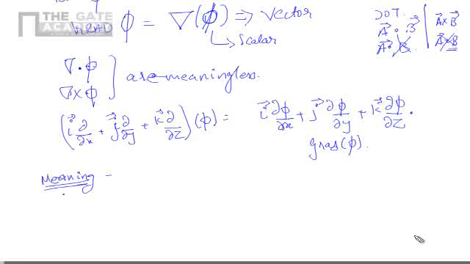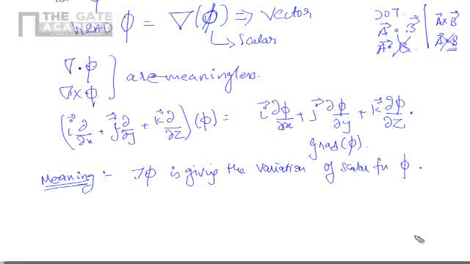This is very important. The meaning is, del φ is giving the variation of scalar function φ along its normal. That is, along the normal to the φ at that point.